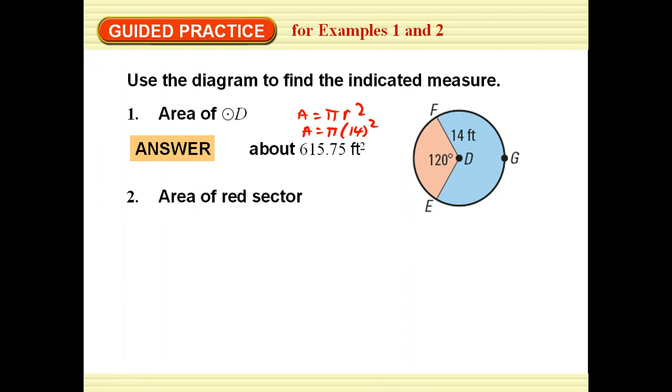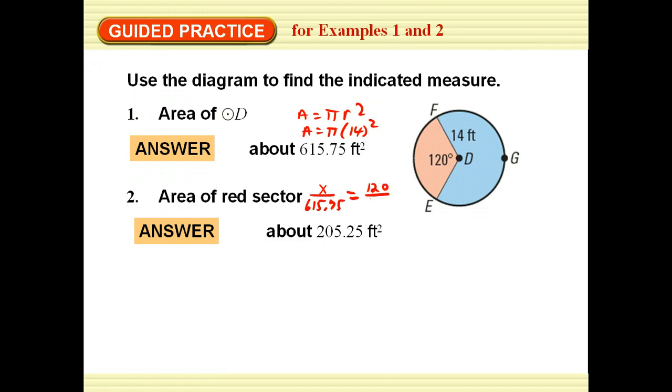Finding the area of the red sector, it comes out to be about 205.25. How did we get that? We said, okay, our area of our red sector over the area of the circle, which we just found to be 615.75, is equal to the 120 over 360. And solving that gives us 205.25.